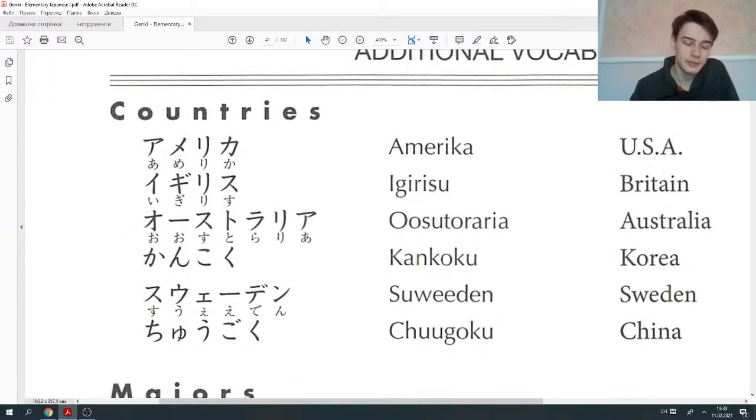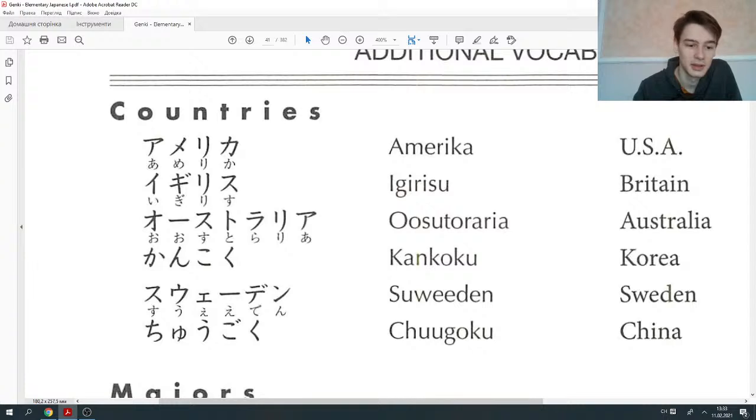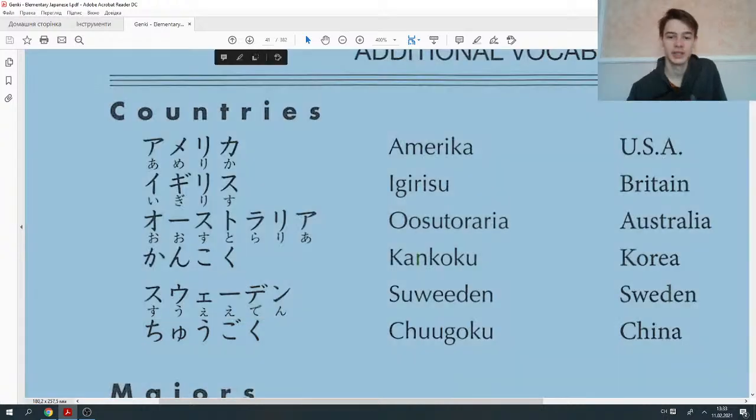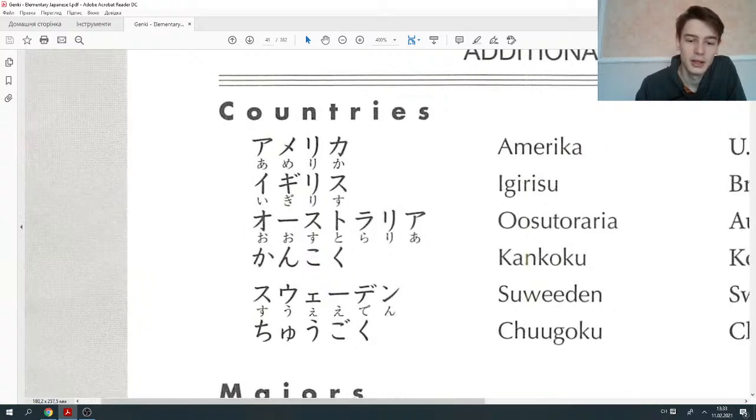So here we can see some katakana, because these are names of countries, and very interesting, some are written in just hiragana. I will explain why. So we have America. Well, it's clear that it's US. Igirisu.